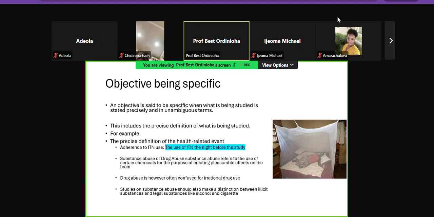And usually I like this adherence to ITN use, because it is actually defined as the use of the net the previous night, the night before the study. So even if the person has been using the net all through, if the person got tired and forgot to put down the net, if you are carrying out the study, you will record that person as not adherent because he did not use the net the previous night.